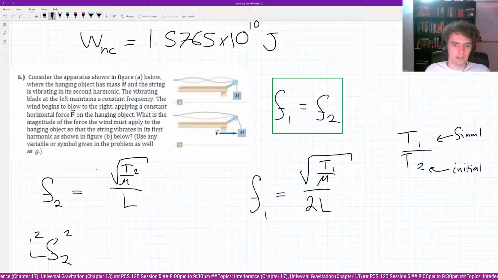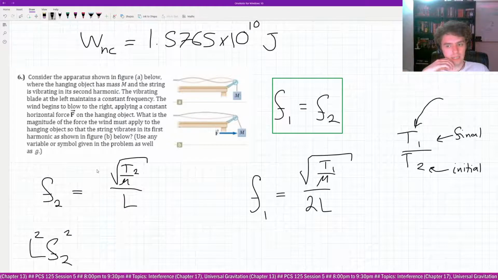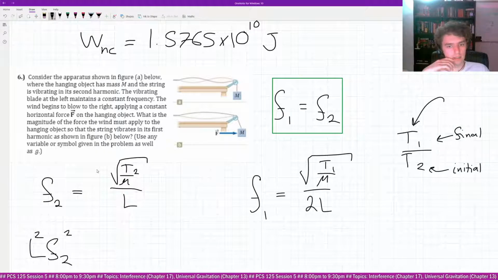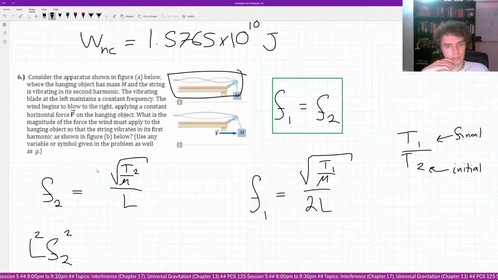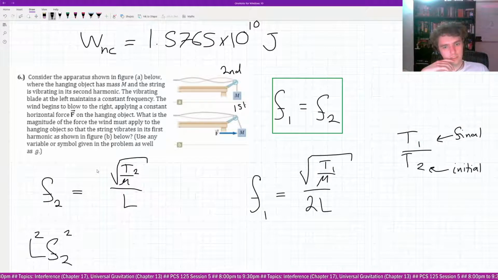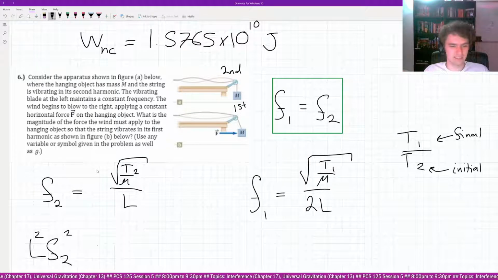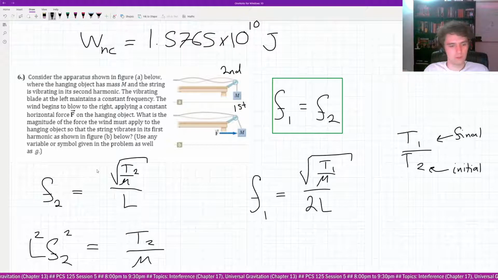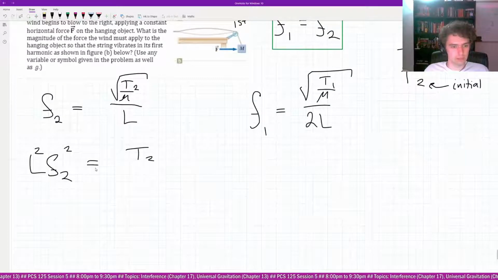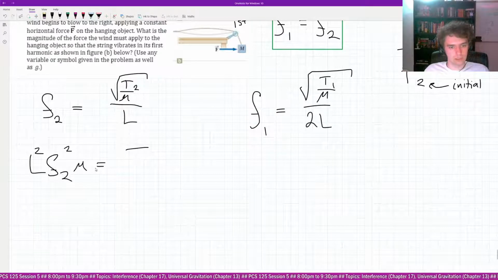But the question is asking for the force applied to make it this. So I need to know what the tension is supposed to be in the second, when we're in the first harmonic. The one refers to the first harmonic. Don't worry. So T2 over mu, and then just times mu equals T2.